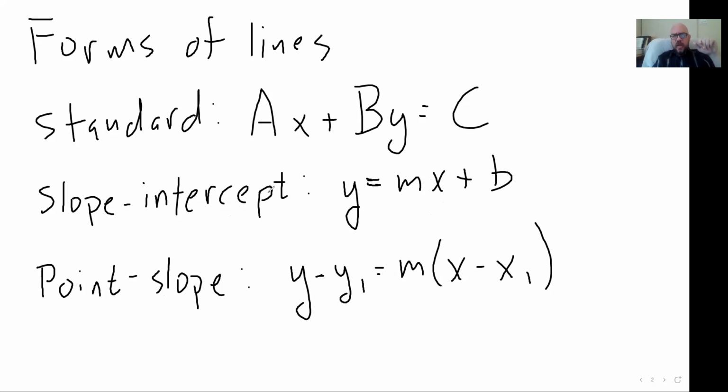So we'll use a lot of slope-intercept and point-slope form. For graphing purposes, slope-intercept is probably a little bit better. For usefulness purposes, point-slope form is definitely better. Standard form, we'll actually use a little bit, but not in this context.